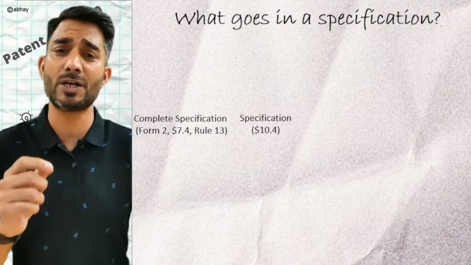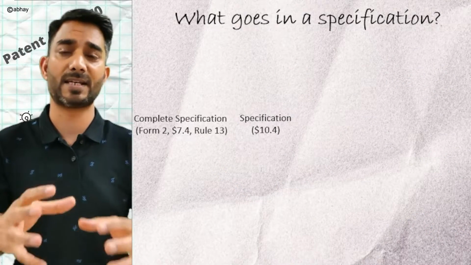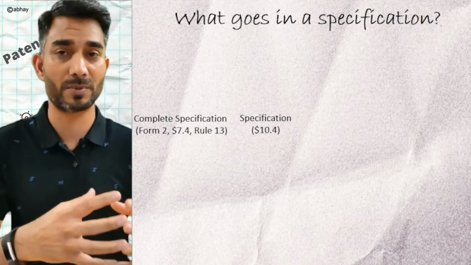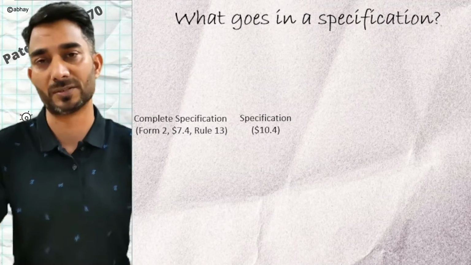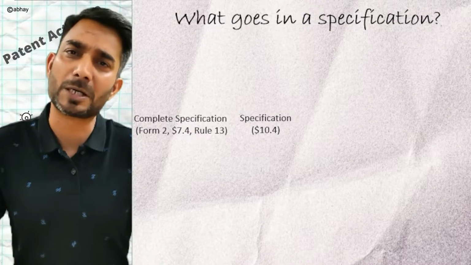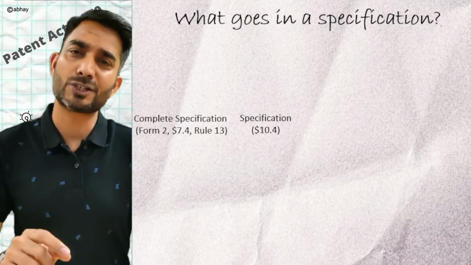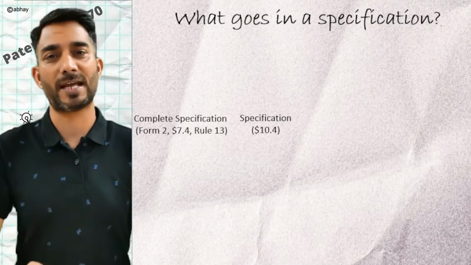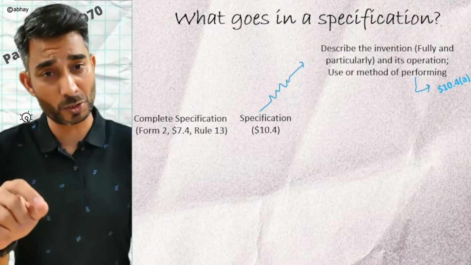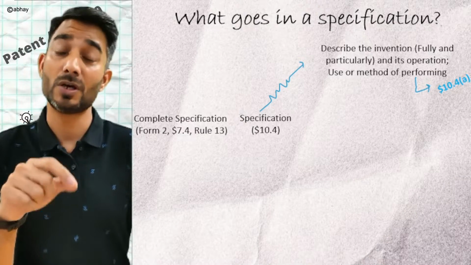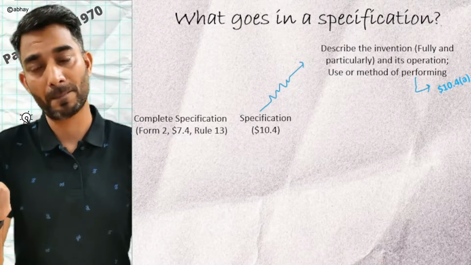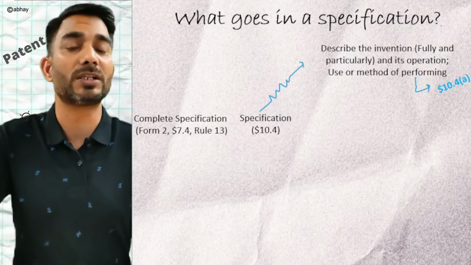So section 10.4 is dedicated to the requirements from the detailed description section. As we have discussed multiple times, an application for an invention should describe the invention fully and particularly, and its operation, use, or method of performing. You need to give out all the details.